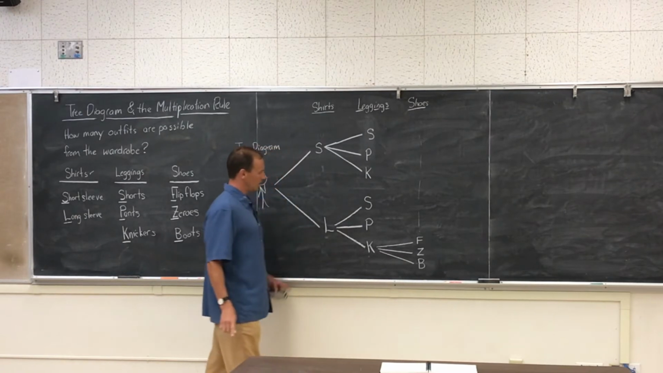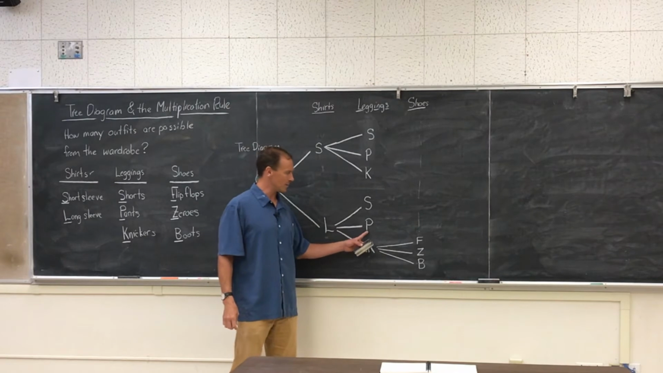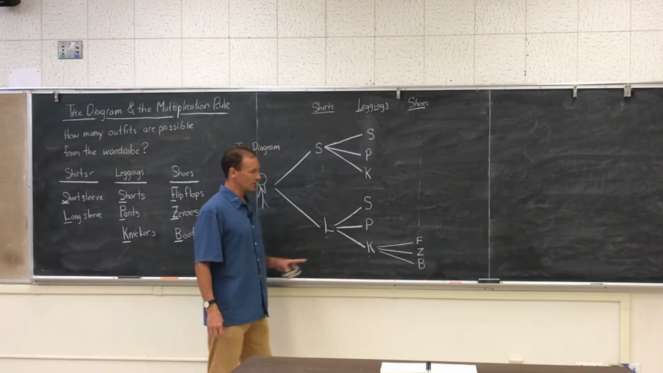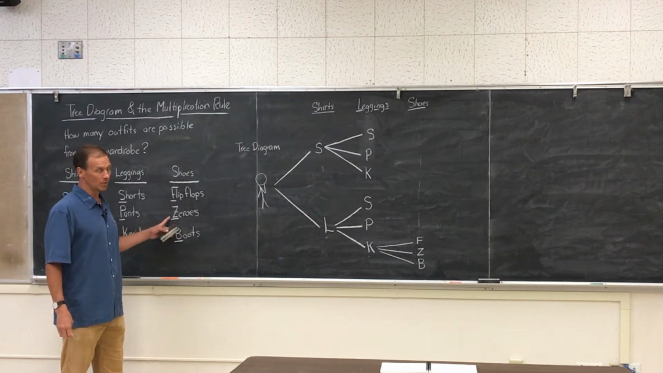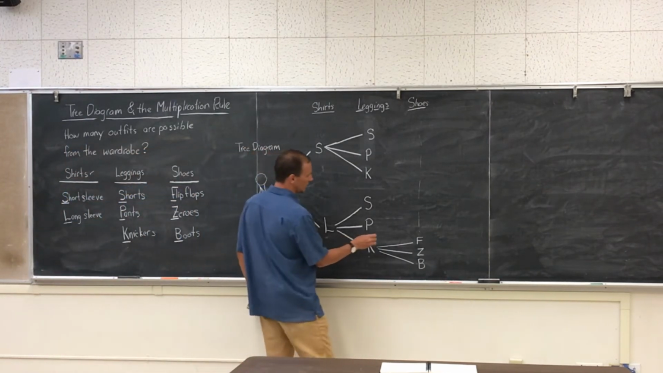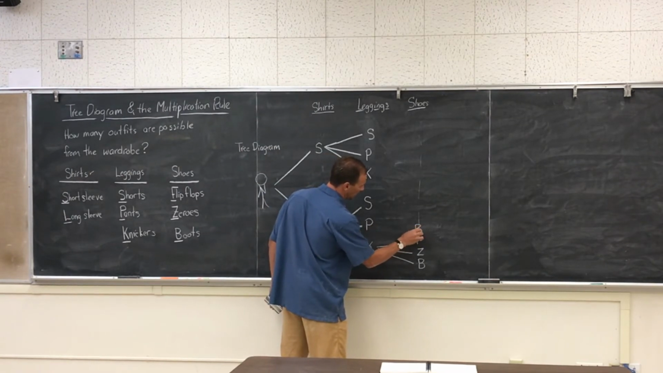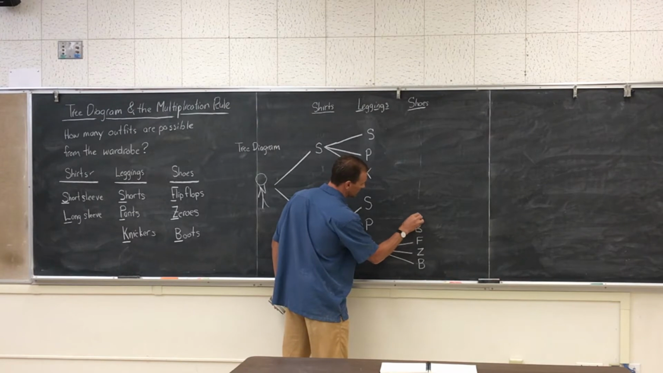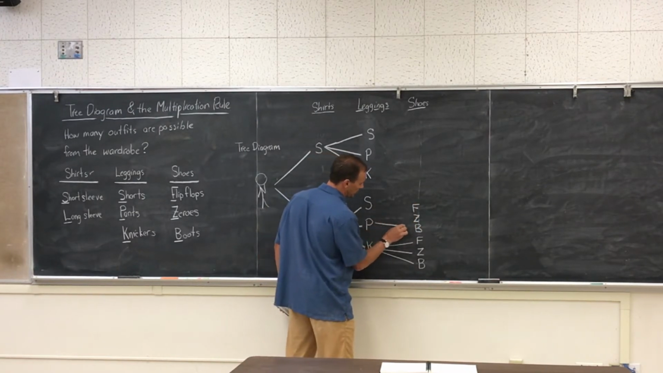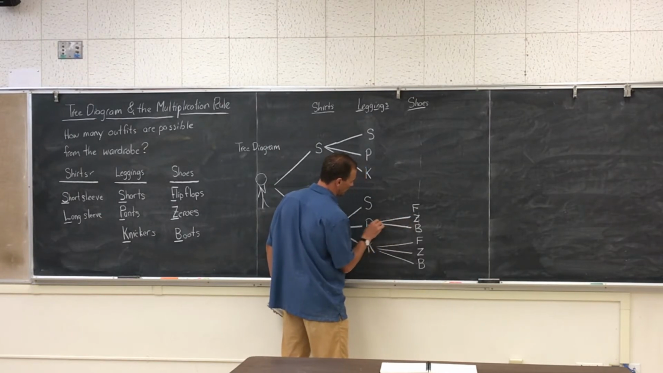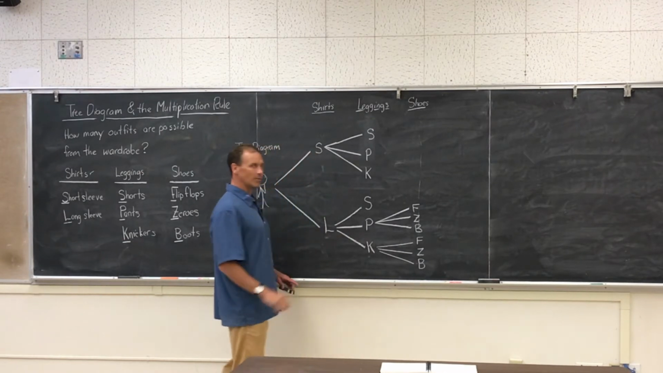Now, what else could I do? Well, I could have started out with a long sleeve shirt, put on my pants, but then what would I have to do? I'd have to go through that same process again of, should I wear flip-flops, zeros, or boots? So let's do that again. So I could wear boots, zeros, or flip-flops. Now, but you know what? I think you see what's happening.